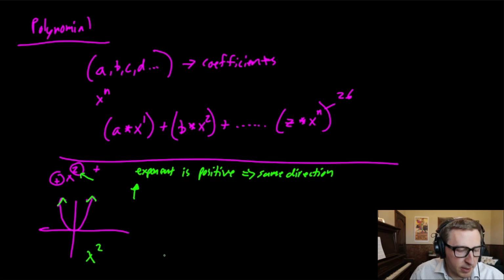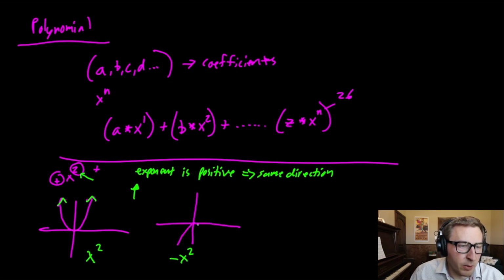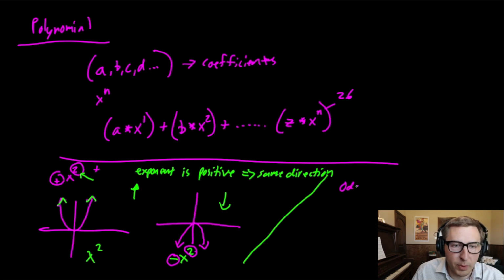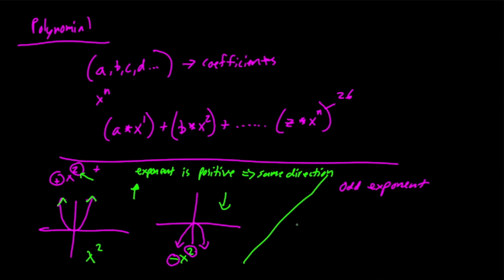Now, if you had negative X squared, you would have almost the exact same chart, except for the fact that we're going to have these arrows again going in the same direction because our exponent is even, but the sign is negative, which means these arrows are going to be pointing down. Now, when you have an odd exponent, these arrows are just going to go in the opposite direction.